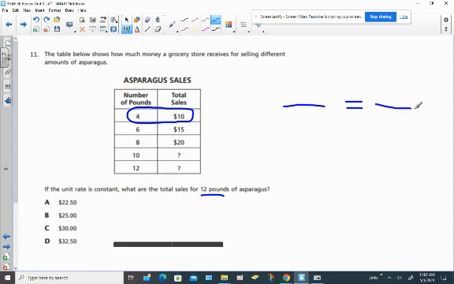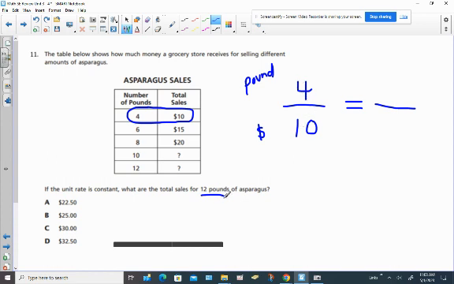So what are we talking about here? What are the two things we're talking about? We're talking about pounds and total sales. So let's say you're going to put pounds as your numerator, and then you'll put your dollar amount on the bottom. So we're talking about 4 pounds for $10. Now, as it turns out, you could actually simplify that, and that might be something to consider.